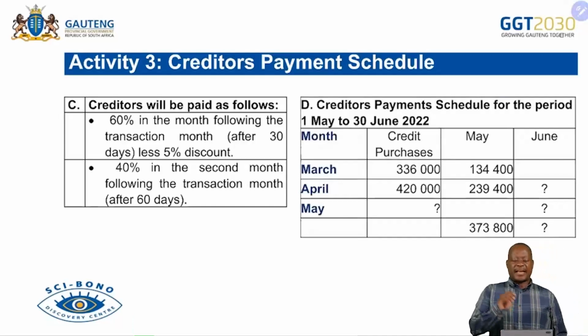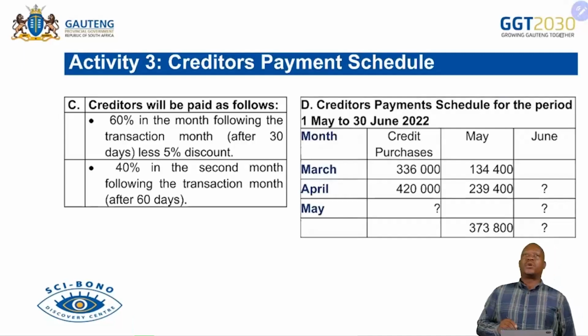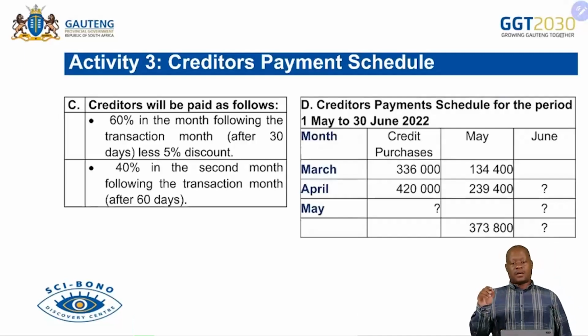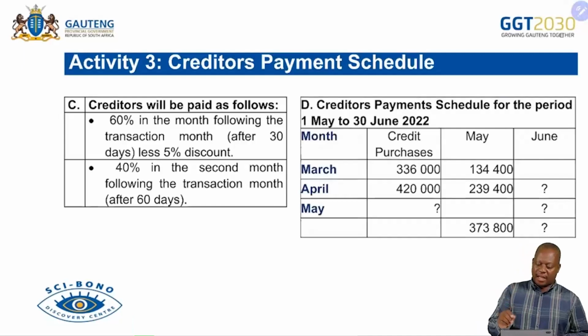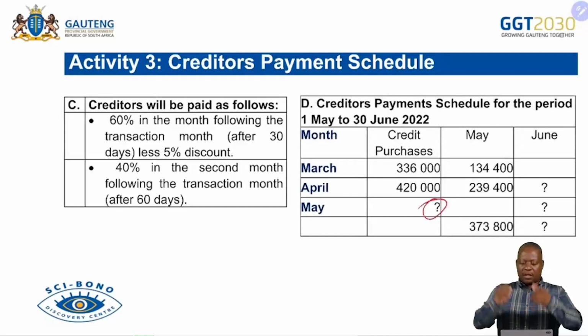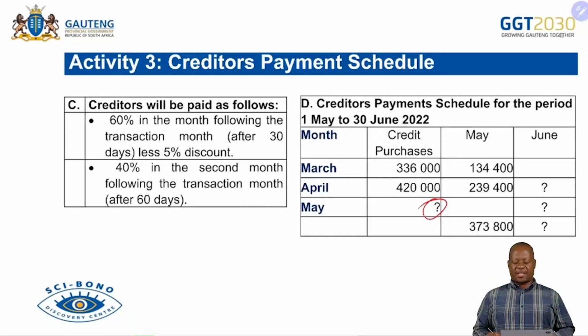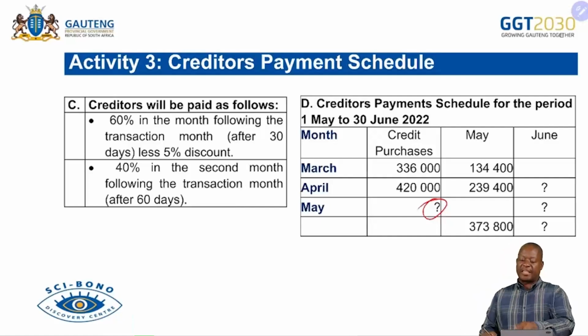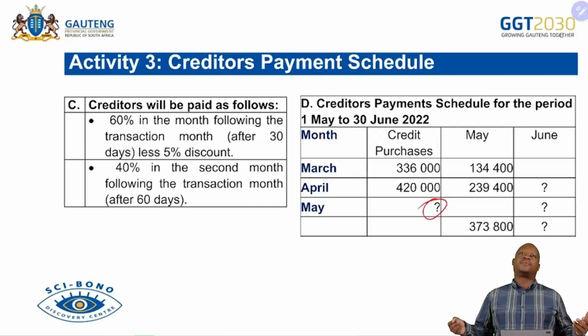And then the creditors' payment schedule for the period May to June. There it is. But the first thing that you need to be able to do is give us the credit purchases for the month of May. Now, for us to get the credit purchases for the month of May, we need to find the sales for the month of May. Simple.